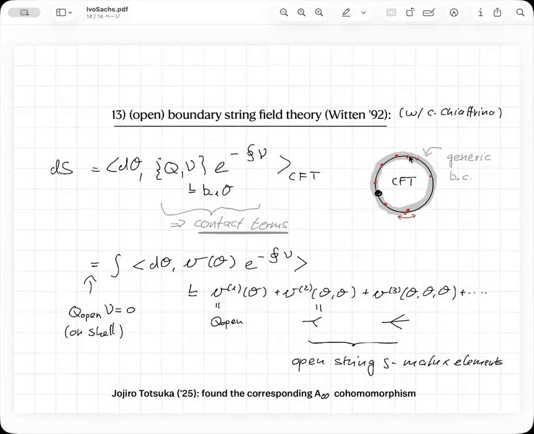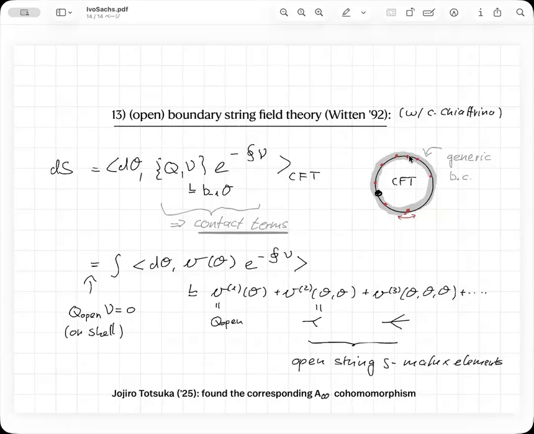For me, it's always been a good recipe for research: whenever something seems impossible, that's when you should try to do it. So now let's see. How does it fit? So let me just say quickly what boundary string field theory is.